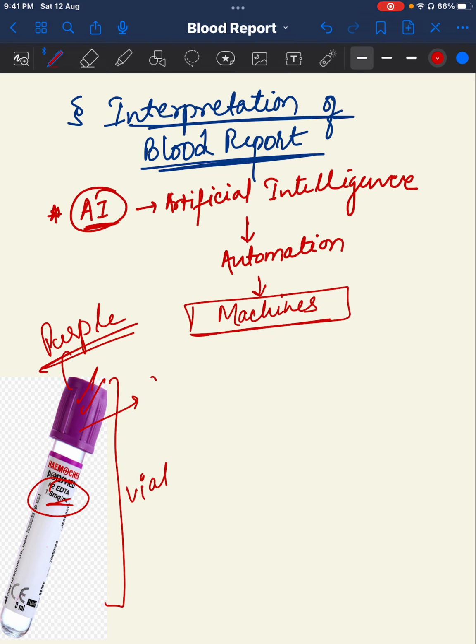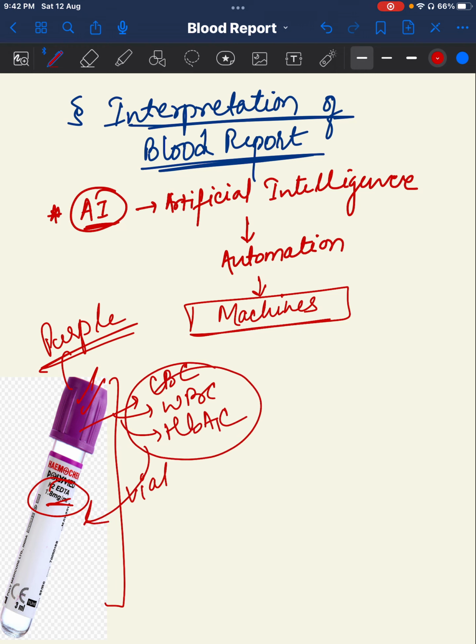Whatever it is, if you want to have a CBC, a WBC, or even somebody's HbA1c, the samples are usually collected in this vial. So this vial is meant for these samples. Even if you want a peripheral smear for the malarial parasite, as it is the season now for MP, malaria parasite, or filariasis, then also you need to send the sample in this vial.